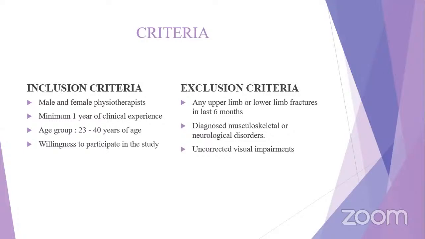The inclusion criteria, as you can see, is that male or female physiotherapists who had a minimum of 1 year of experience, were between the ages of 23 to 40, and had willingness to participate in the study were included. The exclusion criteria was any individuals having upper limb or lower limb fractures in the last 6 months, any diagnosed musculoskeletal or neurological disorders, or any physiotherapist having uncorrected visual impairment.